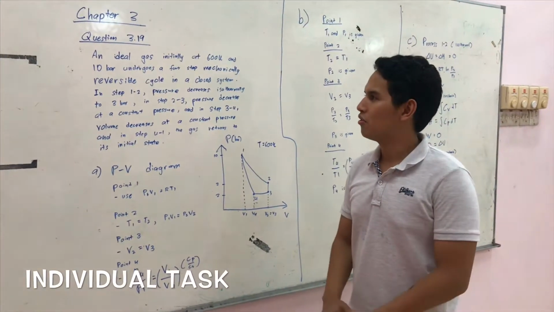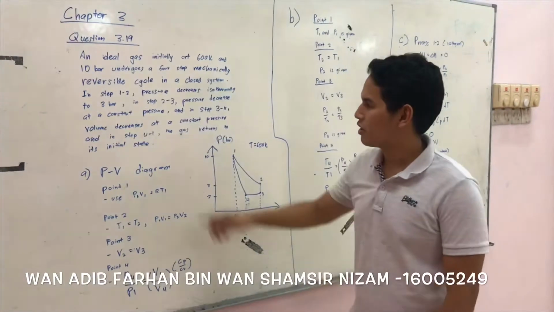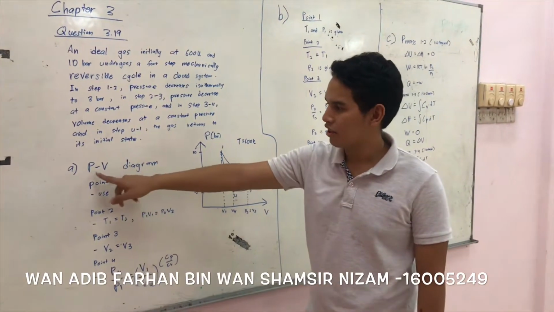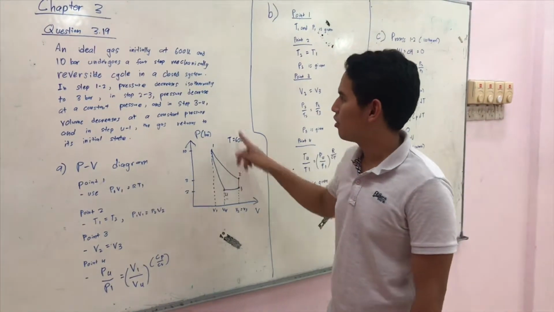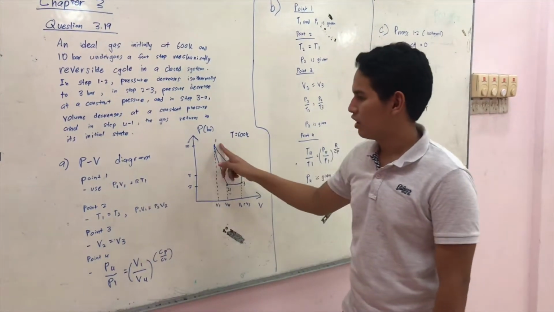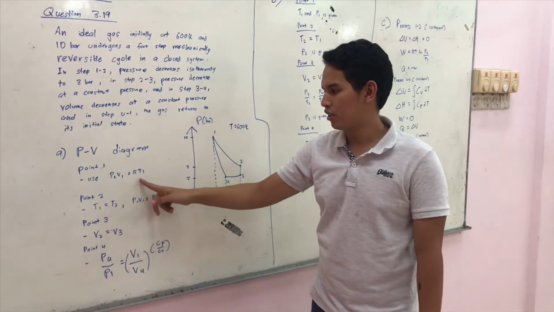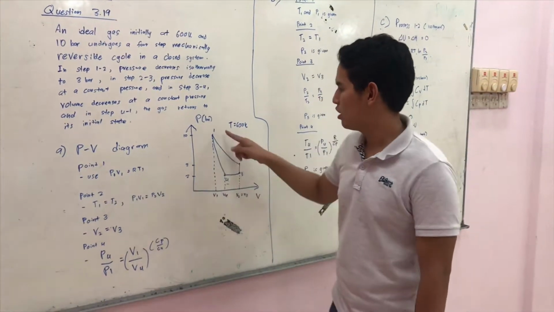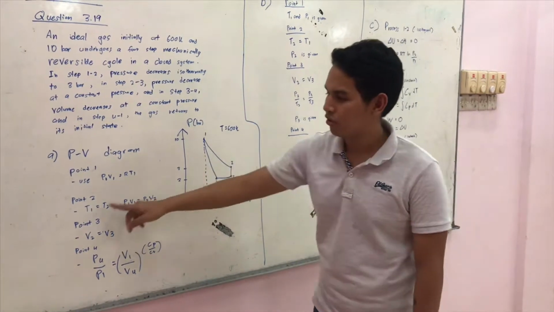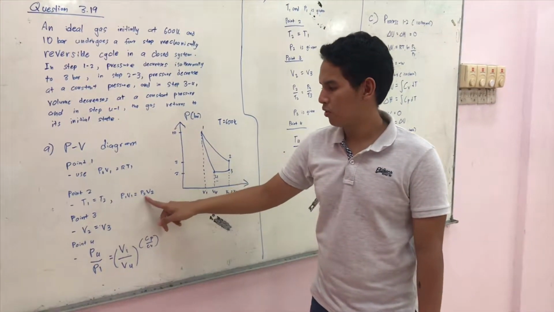Okay, so my problem is question 3.19. The first part asks us to draw the PV diagram for the whole process. For point 1, we can use the ideal gas equation, P1V1 = nRT1. For point 2, this is an isothermal process, so T1 equals T2. Then we can use the relation P1V1 equals P2V2.